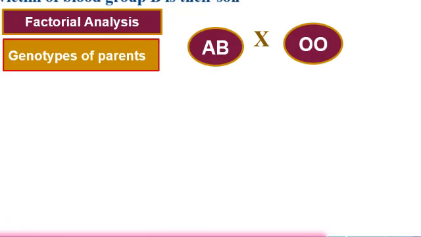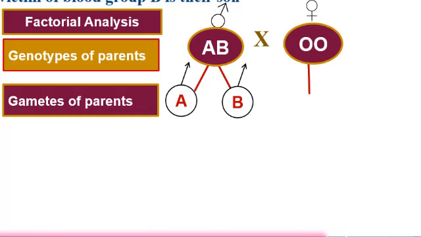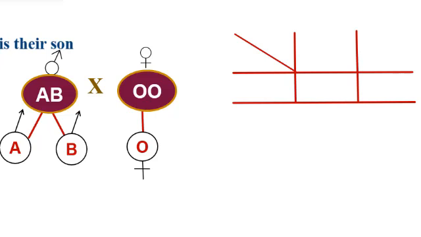The genotypes of the parents are AB for the father and OO for the mother. The gametes of the parents are: half of the male gametes carry the A allele and the other half carry the B allele. All the female gametes carry the O allele. We draw the Punnett square and we move all this data to it. When fertilizing the male and female gametes, we get AO and BO.